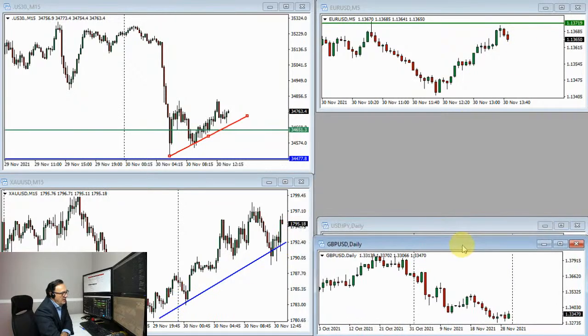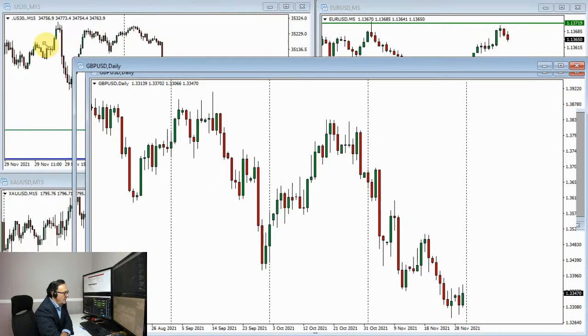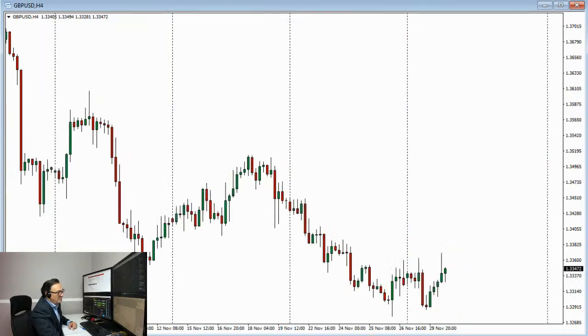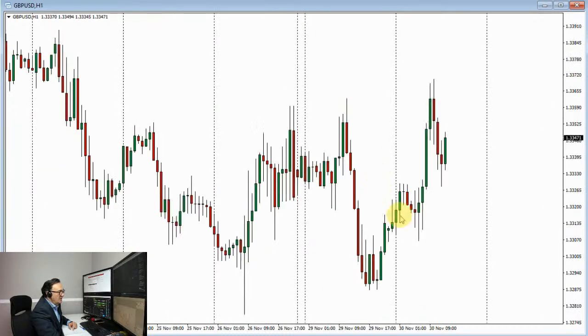Cable, okay, cable. So, cable, quite bearish, multi-year lows down here.